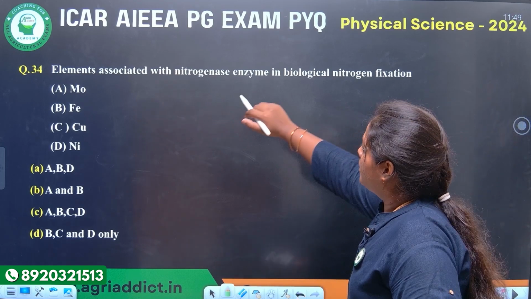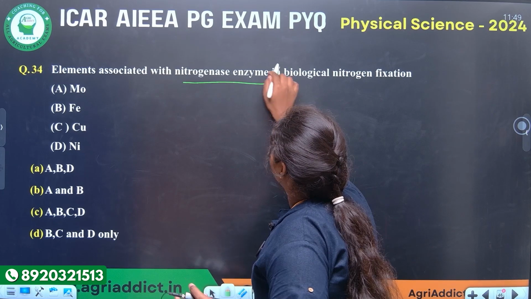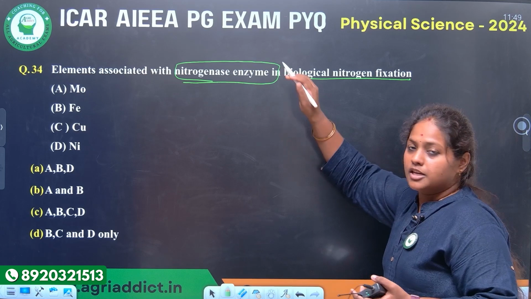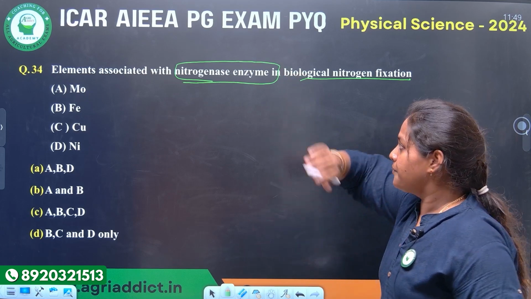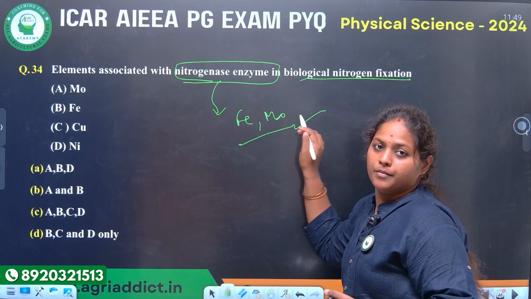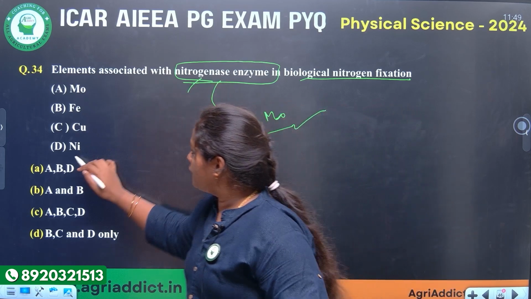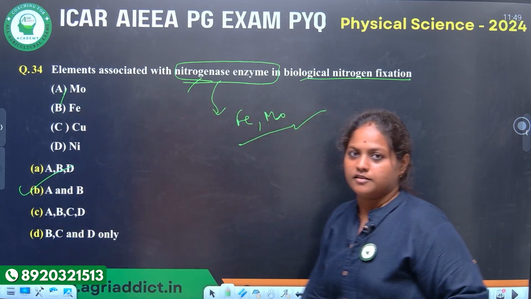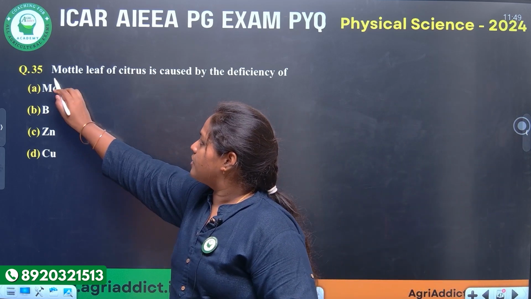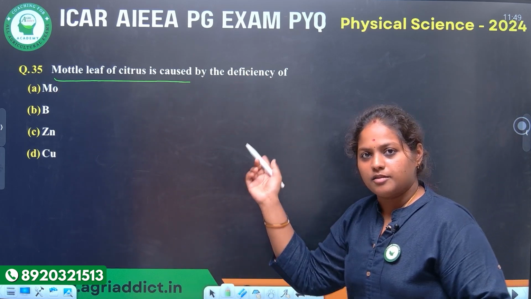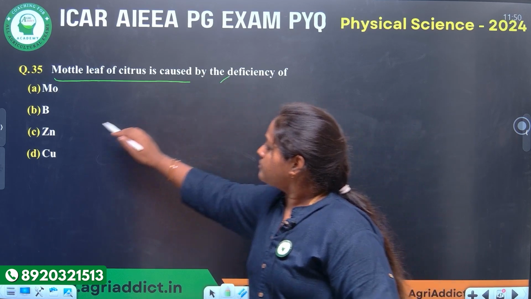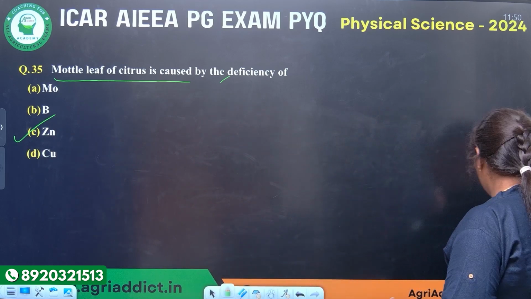Question number 34. Elements associated with nitrogenase enzyme in biological nitrogen fixation. In biological nitrogen fixation, the important enzyme is nitrogenase. The components of the enzyme are iron and molybdenum. If you read mineral nutrition, by this time you might have answered this question. Question number 35. Mottled leaf of citrus is caused by deficiency of, another bit from mineral nutrition in the same paper. See the weightage of the topic it is having. Answer is zinc. Option C.